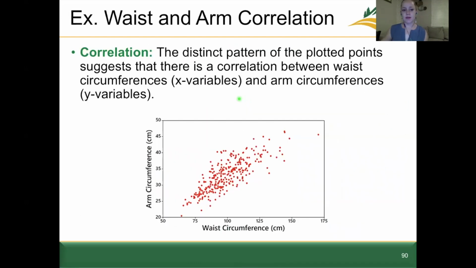Now let's look at an example of a correlation. Here on our x-axis, we have waist circumference in centimeters. On the y-axis, the vertical axis, we have arm circumference in centimeters. Now remember, a correlation is the distinct pattern of the plotted points when they suggest there's a correlation between the waist circumferences, or our x variables, and arm circumferences, our y variables. Now visually here, we can sort of tell there is a correlation, and we'll get into mathematically, statistically, how we can actually prove there's a correlation numerically.